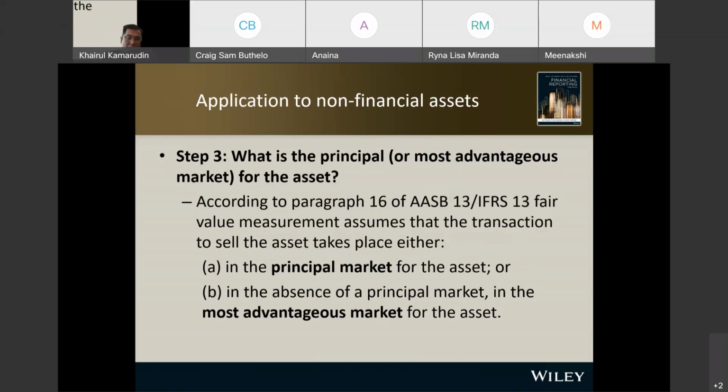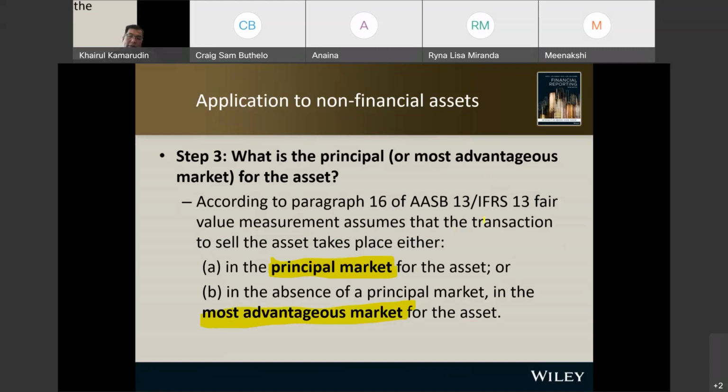What is the principal or most advantageous market? Okay. The standard assumes that the transaction to sell the asset takes place in the principal market for the asset. If you don't have the principal market, then the most advantageous market for the asset. So either the principal market, if there is any main market there, so what is the value you can get from there? Another one is the most advantageous market.